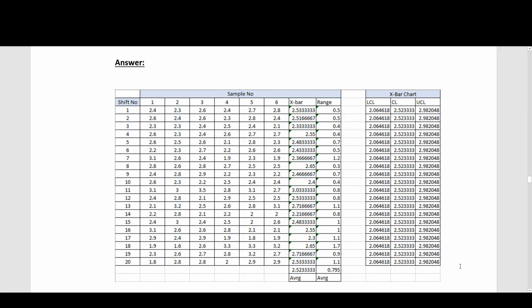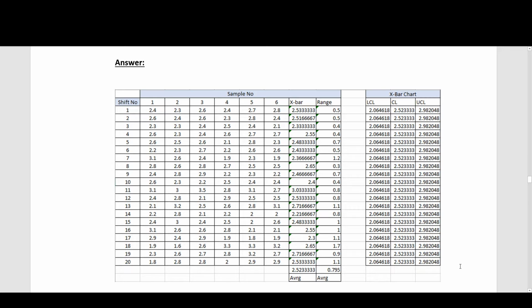And after we get all that, we can find the average of the X bar, and we get 2.523333. So for the next, we need to find the range, and the range is the highest data minus the lowest data. So for example, in shift number 1, the highest data is in sample number 6, that is 2.8, and the lowest data is in sample number 2, that is 2.3. And when 2.8 is minus with 2.3, we will get 0.5.